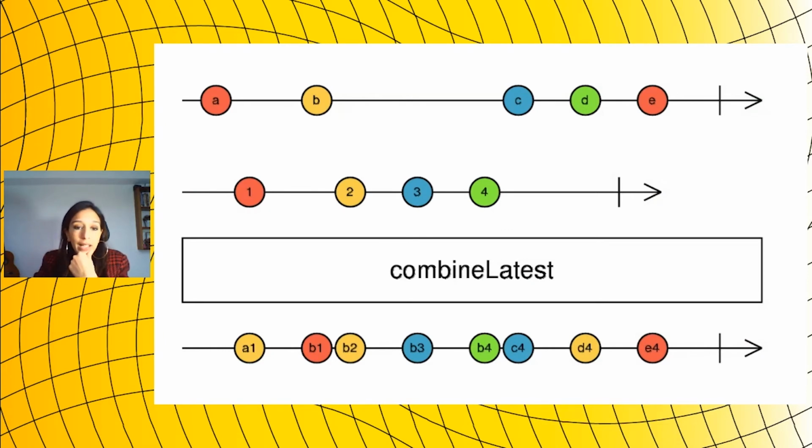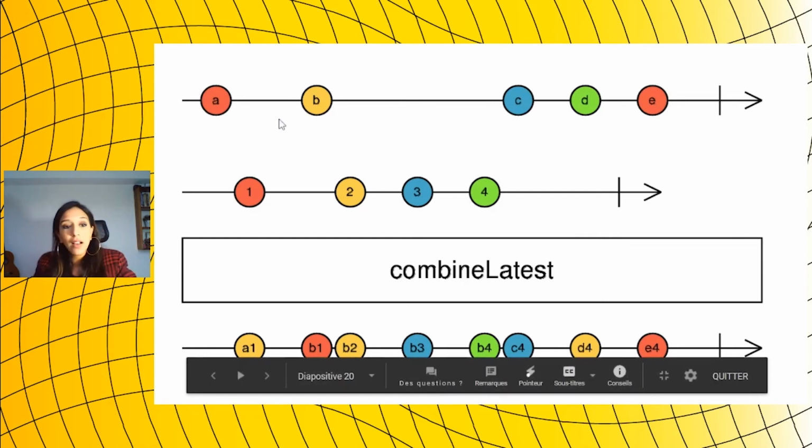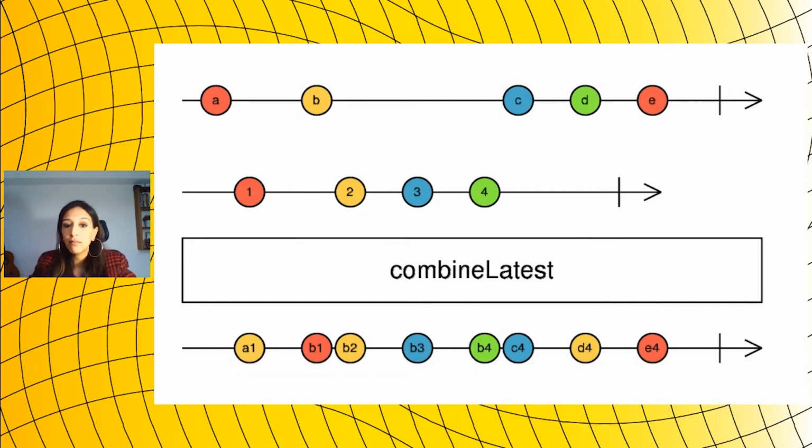So combineLatest here is an operator that falls under the category of combination operators, and it emits every time the last values of each stream. So every time a stream emits a value, combineLatest will emit in its turn. I mean, combineLatest takes an array of streams and returns every time the last value of each stream.